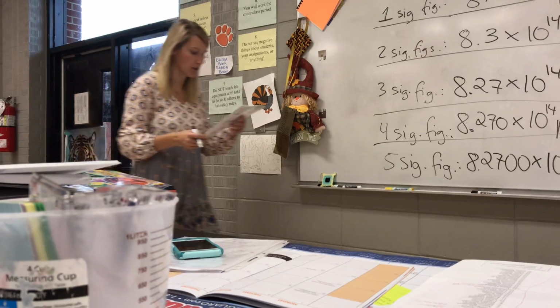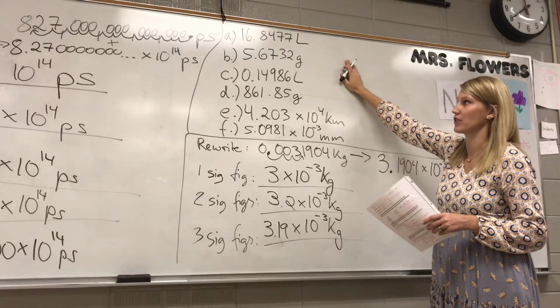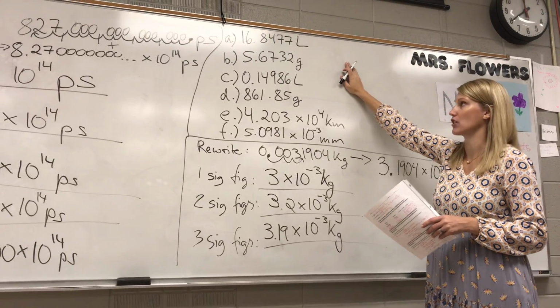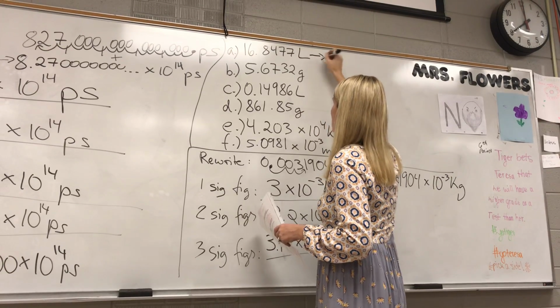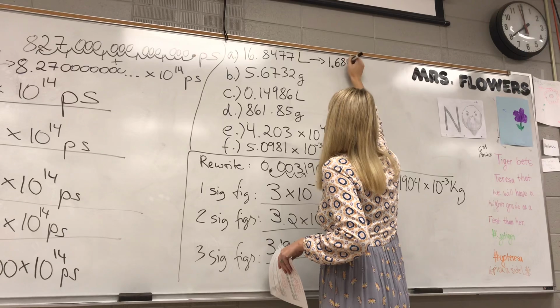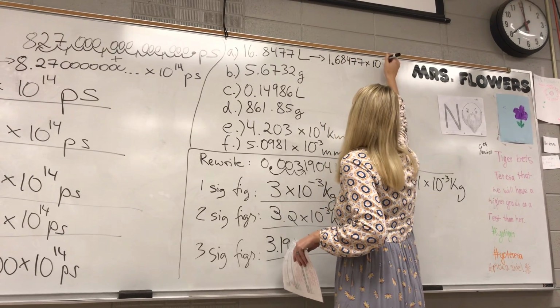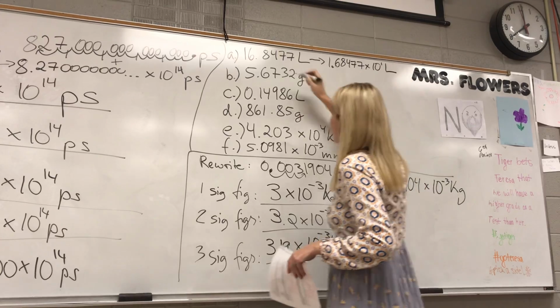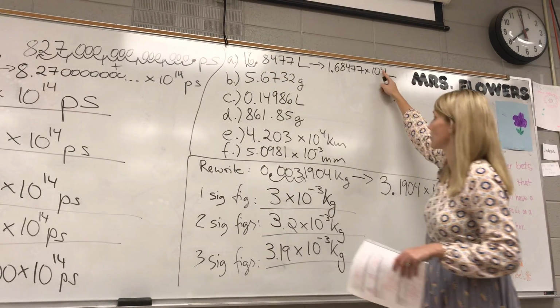All right, then the next ones, you had to round to three significant figures. So these problems, you were asked to round to three significant figures, and you had to put them in scientific notation. What is 16.8477 liters in scientific notation? 1.68477 times 10 to the what? I'm moving the decimal one time to the left. Anytime I move my decimal to the left, it's a positive exponent.